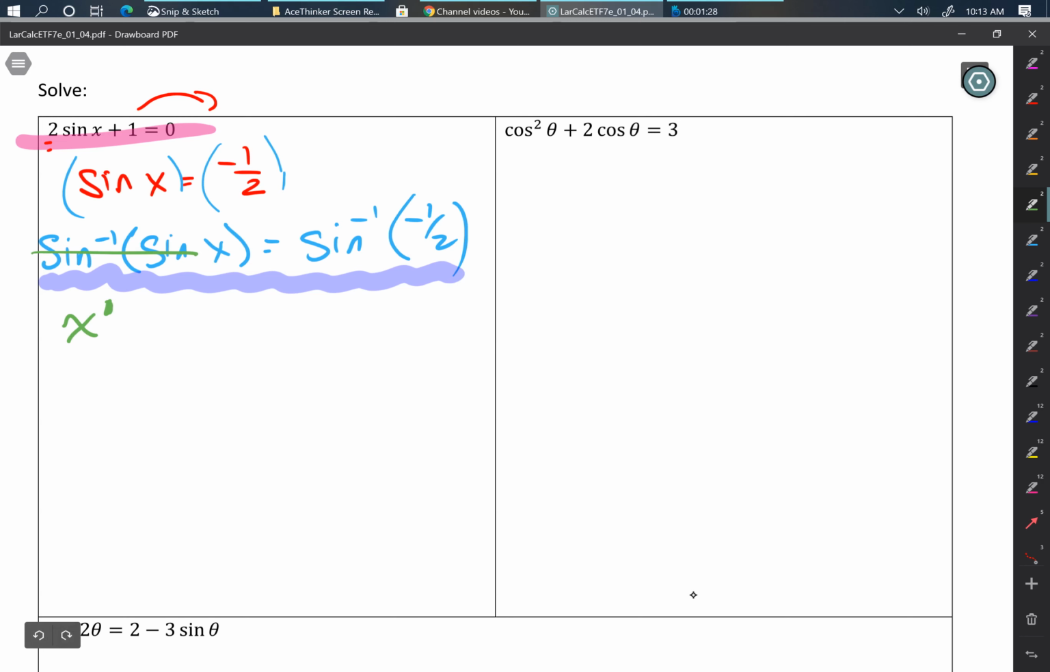The arc sine and the sine are essentially going to cancel each other, and we're just going to get x on that left-hand side. And the arc sine of negative 1/2.